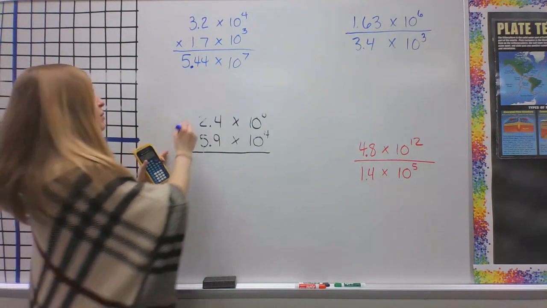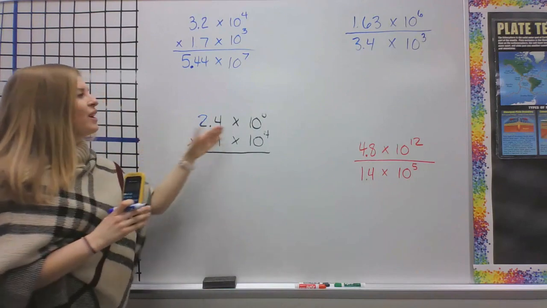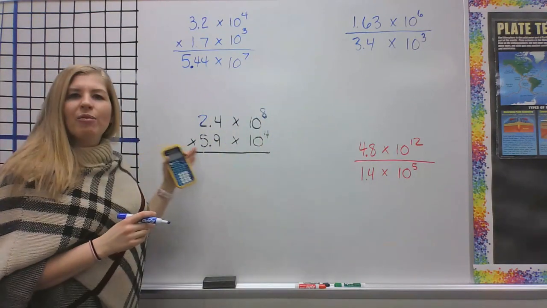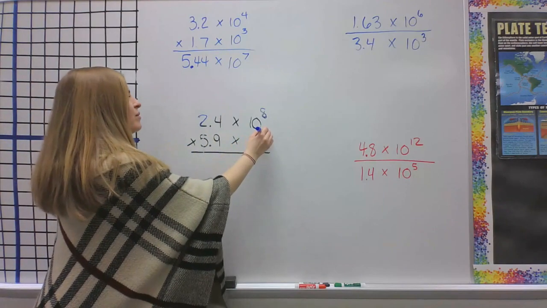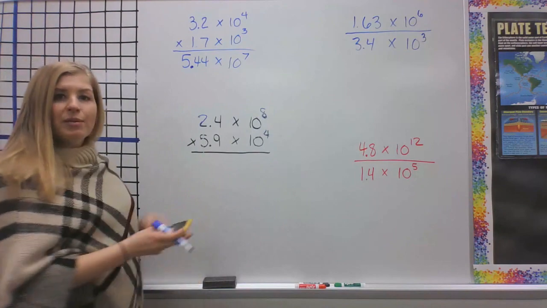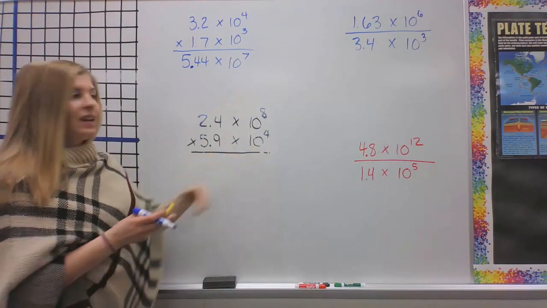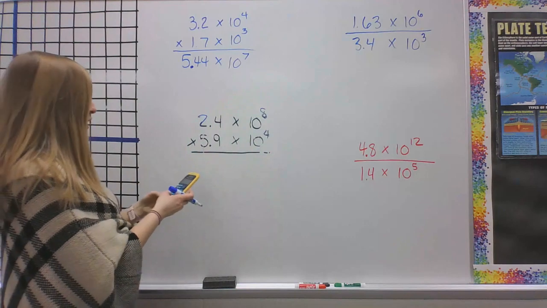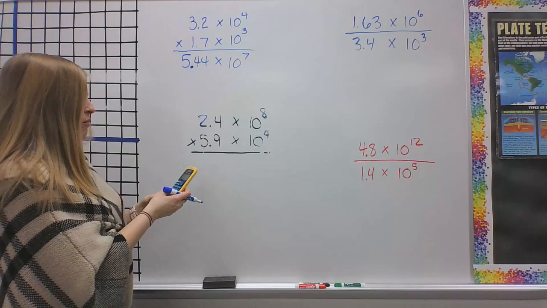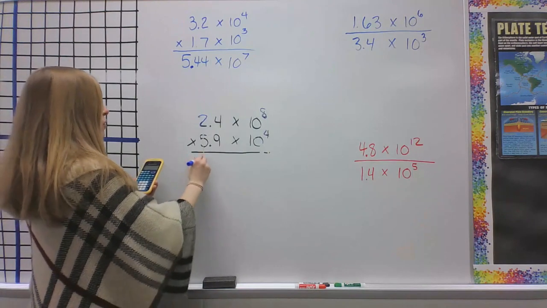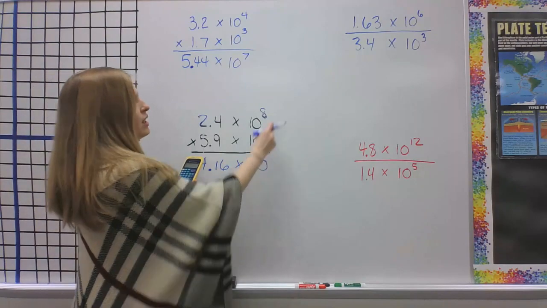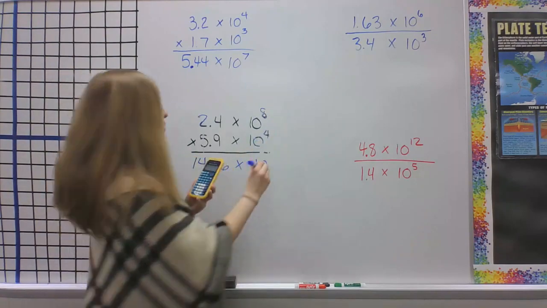We have 2.4, somehow this got erased. There we go, 2.4 times 10 to the 8th times 5.9 times 10 to the 4th. Looks like it got erased a little. So we'll just go through the steps again. We can multiply like normal, and then we can add those exponents. So 2.4 times 5.9 equals 14.16 times 10 to the 8 plus 4, which is 12.